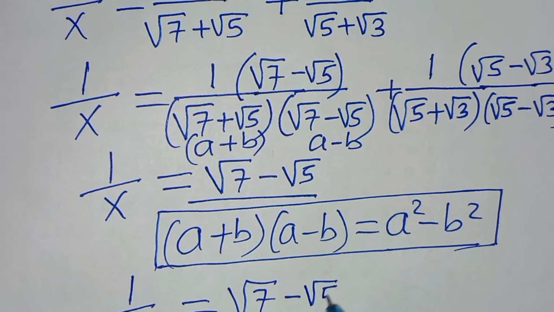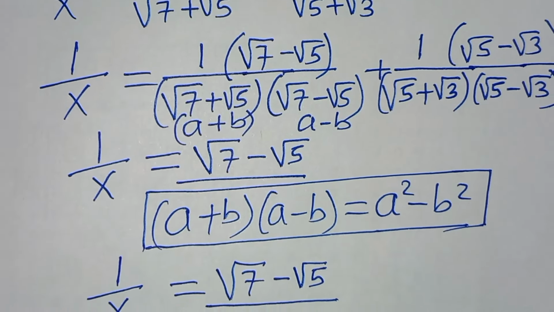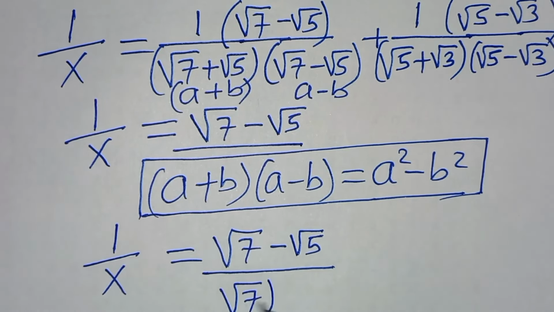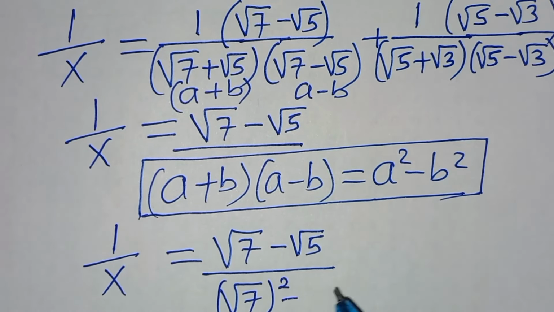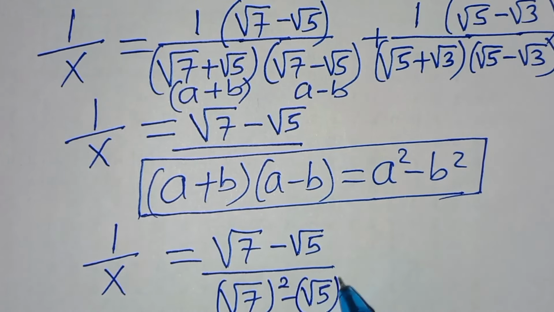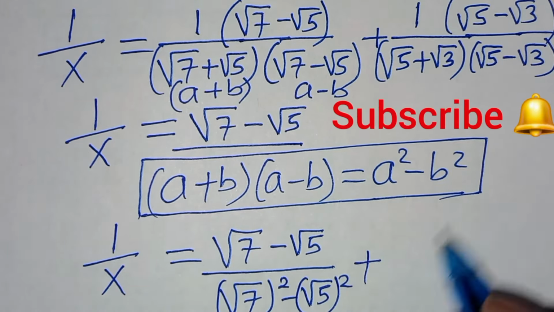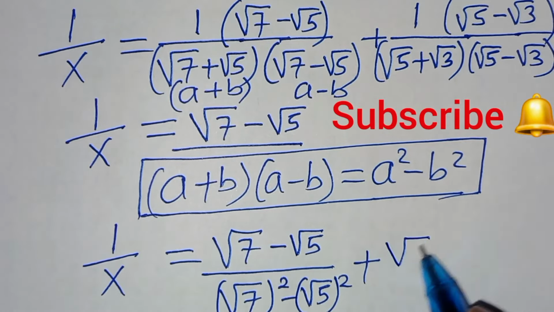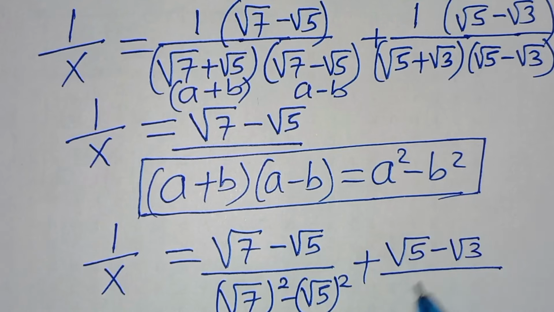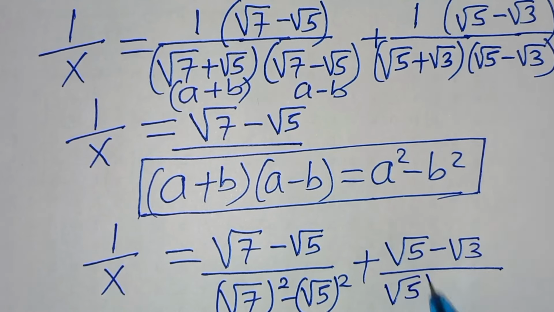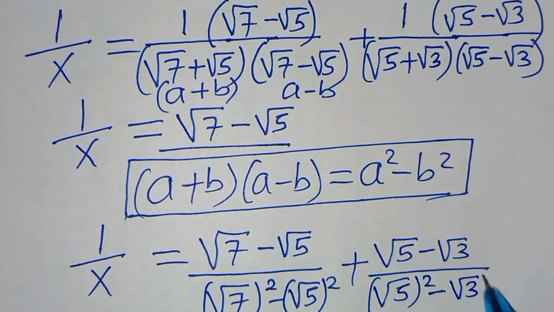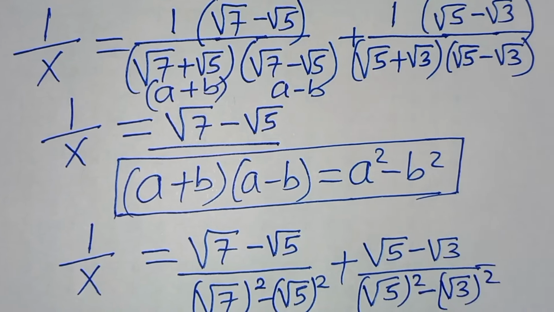So 1 over x is the same thing as square root of 7 subtract square root of 5 divided by, now here we'll have square root of 7 squared minus square root of 5 squared, then plus, here we will have square root of 5 minus square root of 3 divided by square root of 5 squared minus square root of 3 squared.